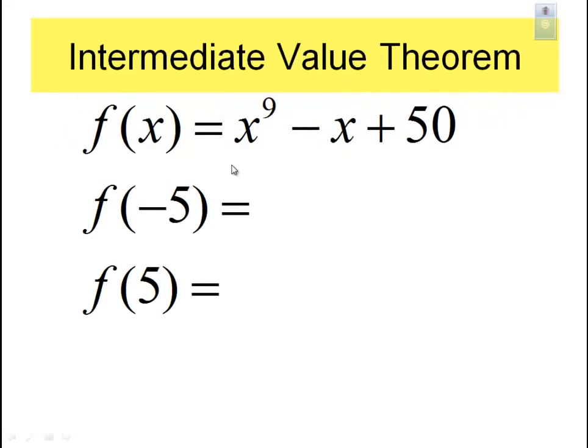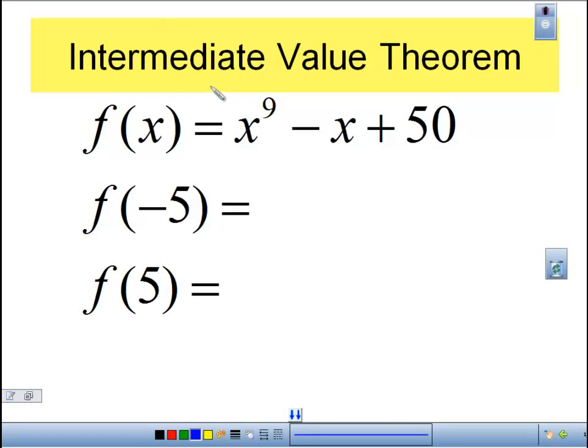Something that seems a little confusing, but is actually pretty straightforward, is something called the intermediate value theorem. It's just a fancy name for basically saying if you're trying to find where a 0 is, take a couple values.